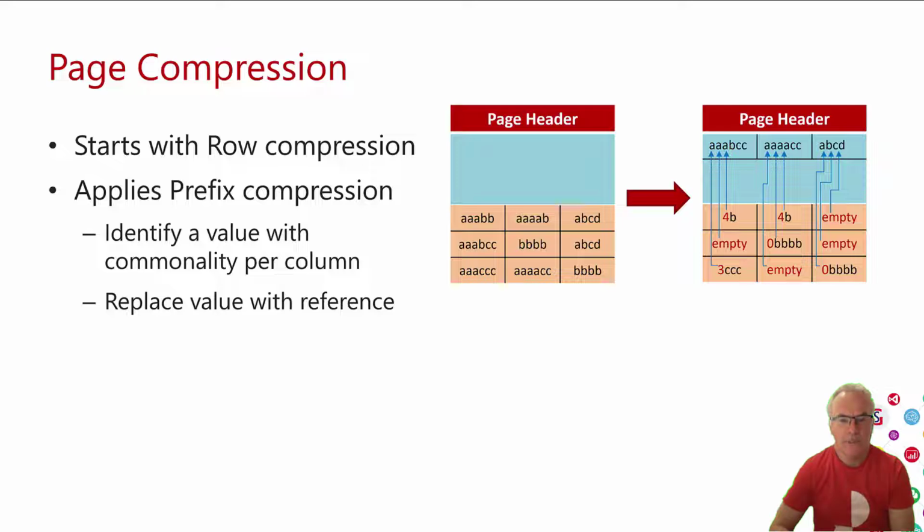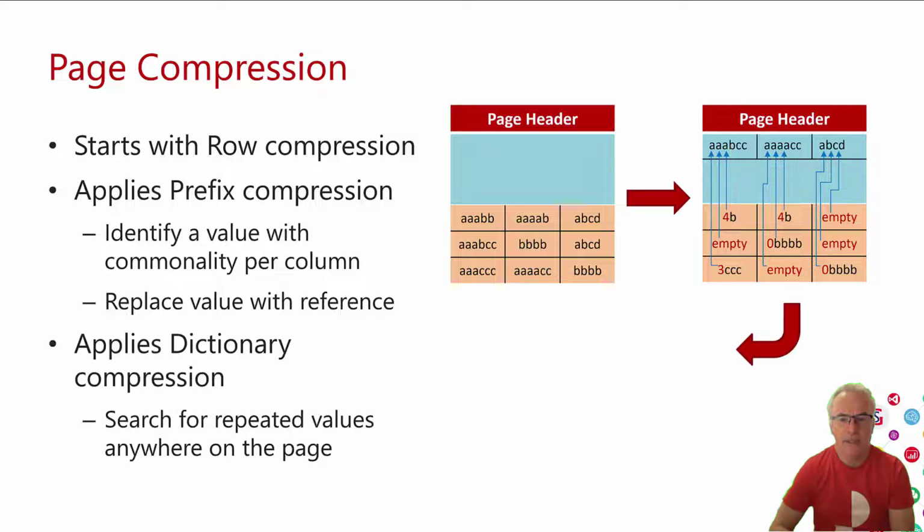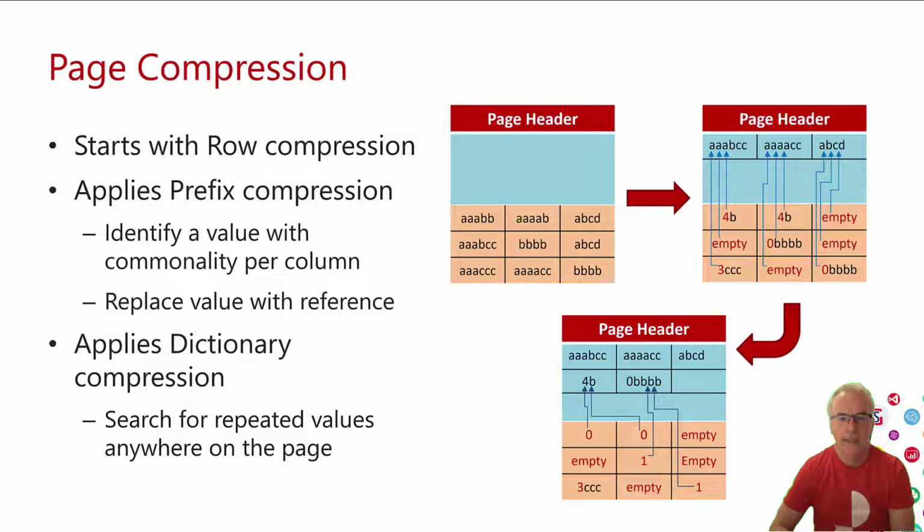Once it's done that part, it then moves on to the second phase and applies dictionary compression. So on the remainder of the page, it will then start to look for the repeated values and be able to pull those up and map them up as well.